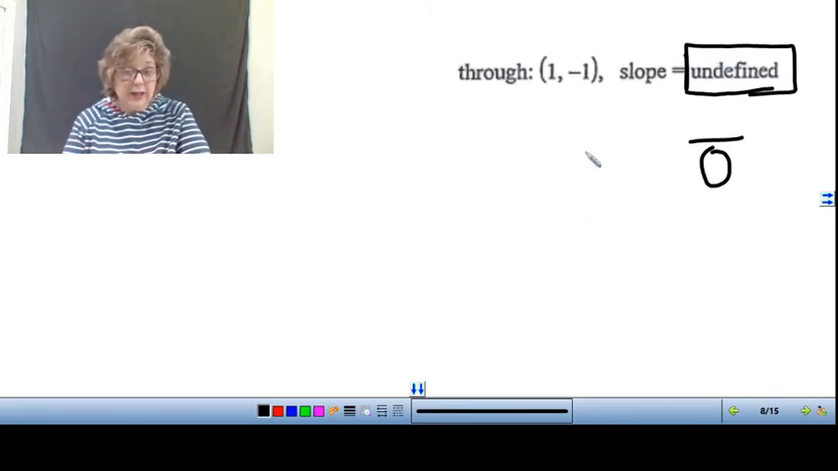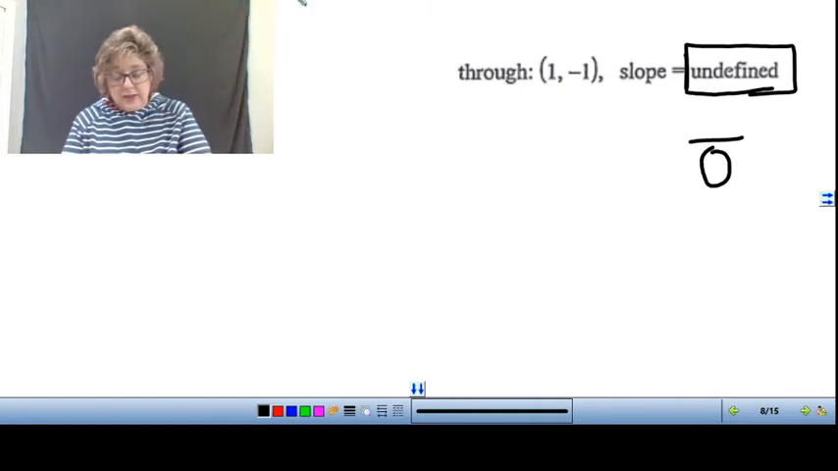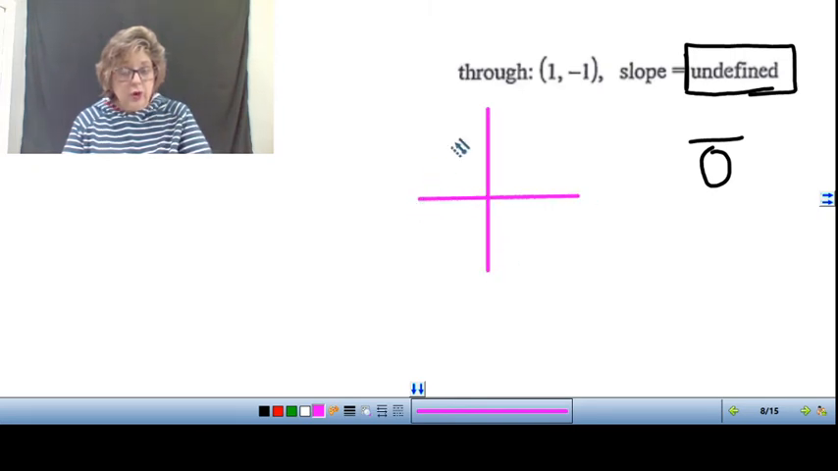I can't put it in for n because that fraction does not exist. So this is a special case. It is an equation of a line that goes through (1, -1). So if you go right 1, down 1, it goes through this point, (1, -1), but it has a slope that's undefined. So the slope itself is going to be going straight up and down.